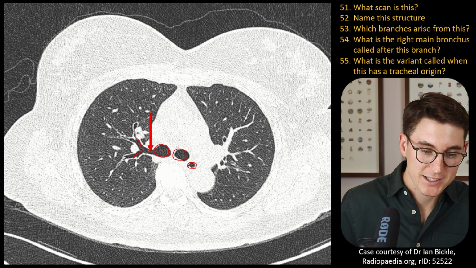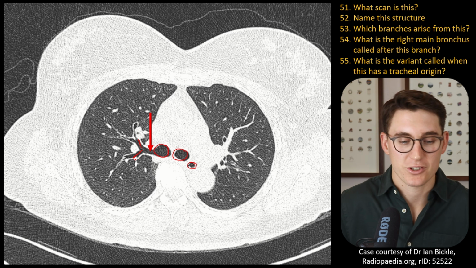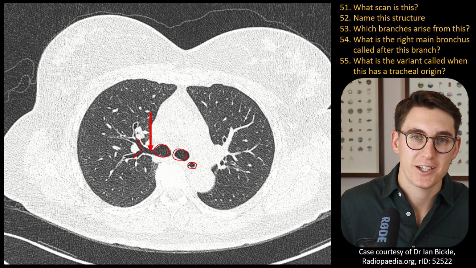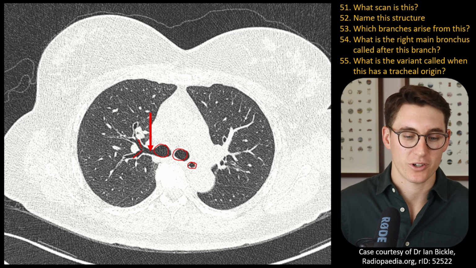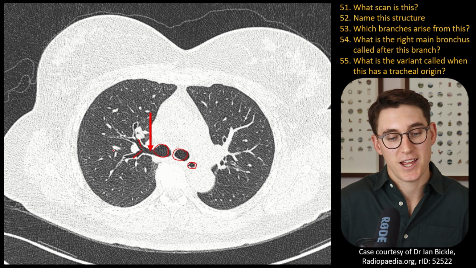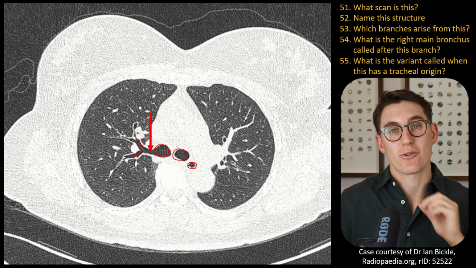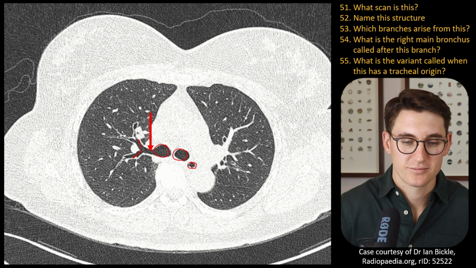Now, sometimes this right upper lobe bronchus can actually come off the trachea, and that's what's known as a tracheal bronchus, or some people call it a pig bronchus, a variation that is often seen in pigs. This right upper lobe bronchus coming directly off the trachea.